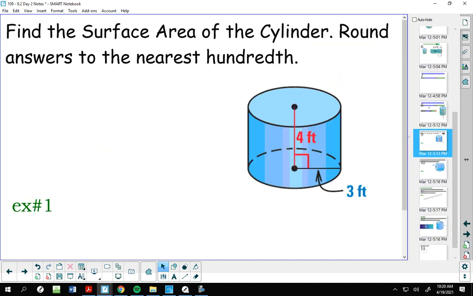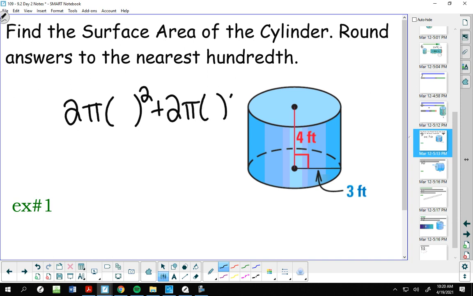So find the surface area of the cylinder, round answers to the nearest hundredth. So that's 2 decimal places. So 2 pi r squared plus 2 pi r h. So let's plug in r. The radius of our circle is 3 feet.